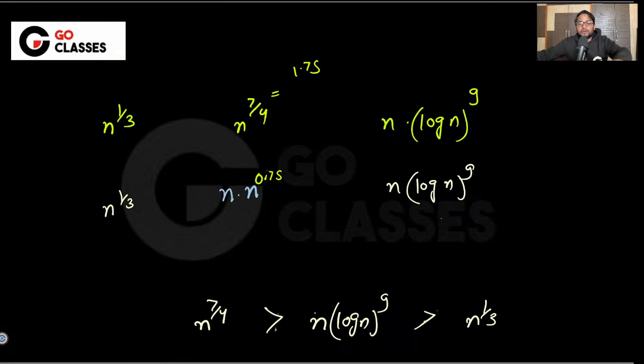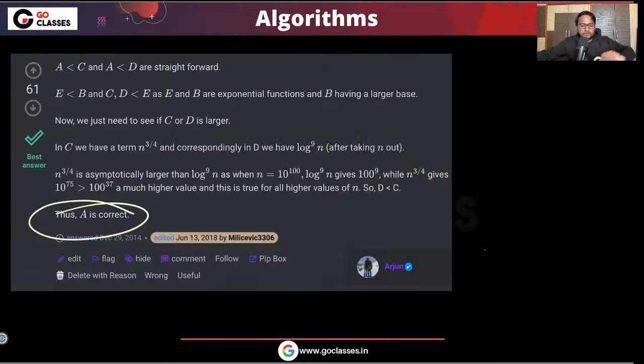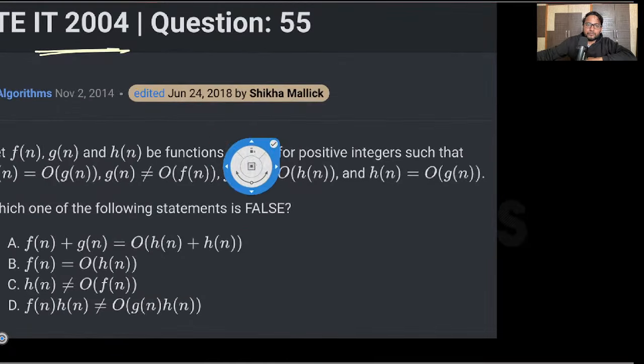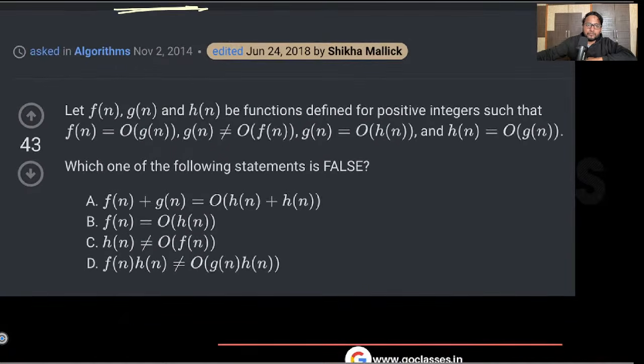Okay, now let's just move to the next question. This question has been asked in GATE 2004. So what they are saying, let's just see. Fn, Gn and Hn are functions defined for positive integers such that Fn is this, Gn is not this, and Gn is this. Okay, and Hn is this.